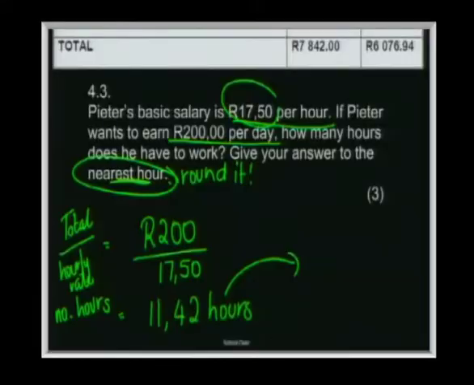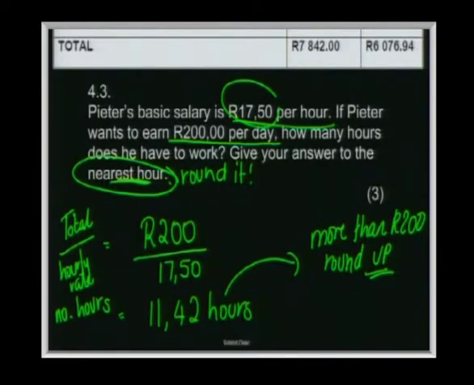Now, if I want to earn 200 Rand, I don't want to do less than this amount. So therefore, I need to round it up. I need to make sure that I've rounded it to the next whole number. So in order to make more than 200 Rand, I need to round up. So I'm going to round my 11 hours to 12 hours. Hopefully all of you understand that.